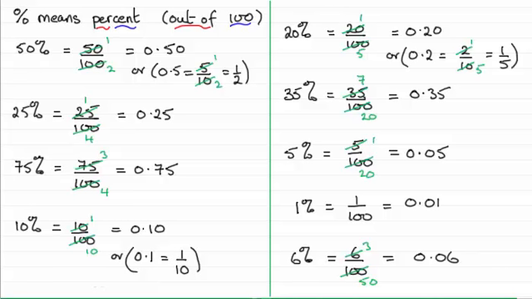Now in my next video what I'm going to do is show you how we can work out percentages of a quantity. For instance, say 30% of 500 pounds or 25% of 20 kilograms. And I'll also get you to have a go at a few. So hopefully you'll give that a try.